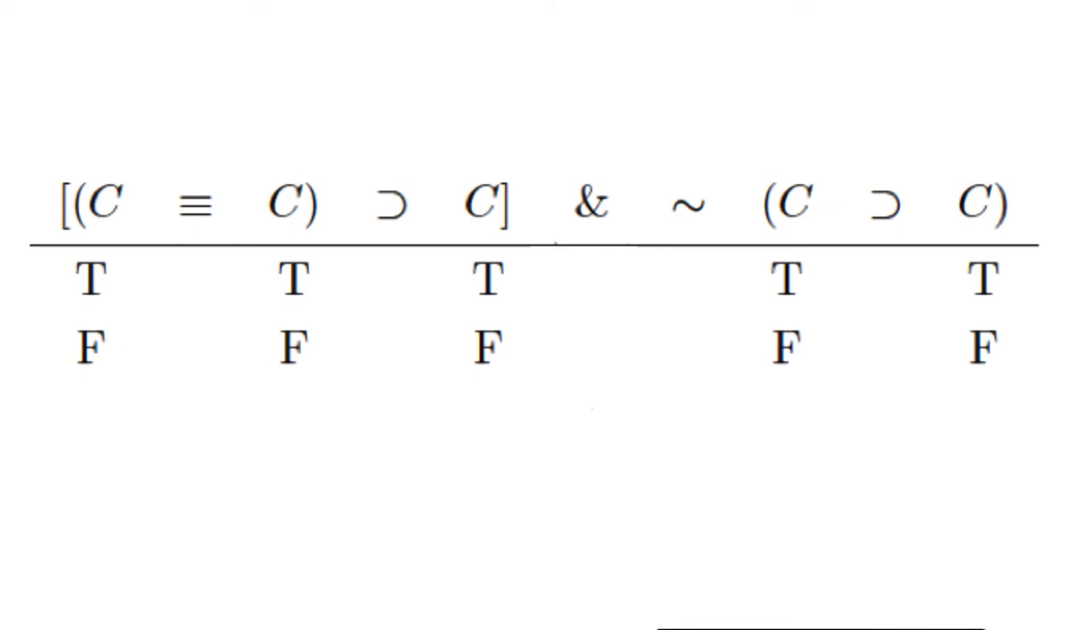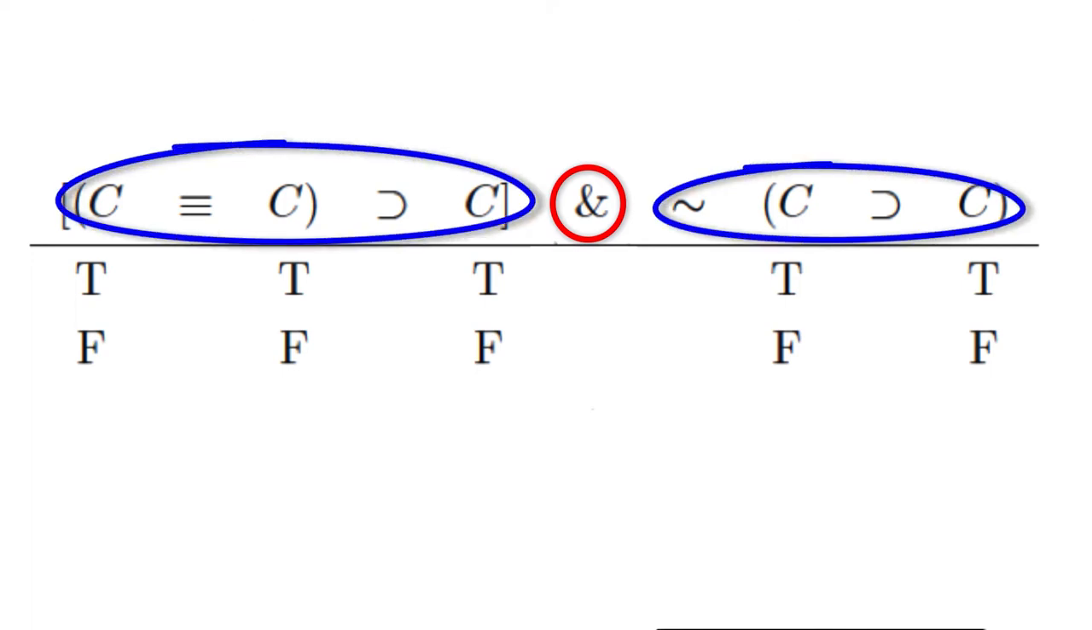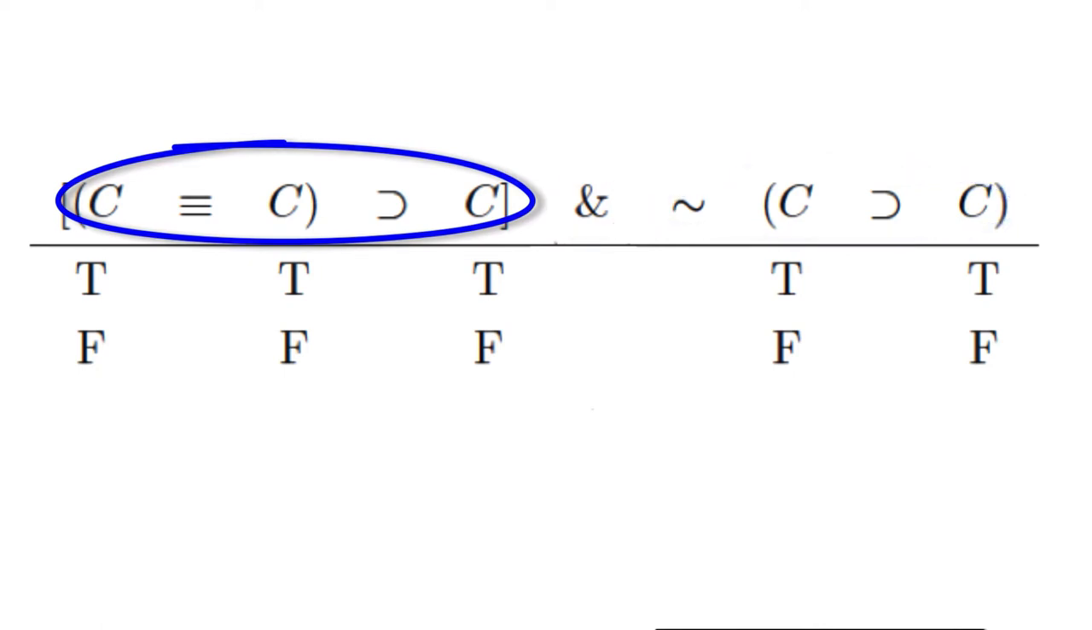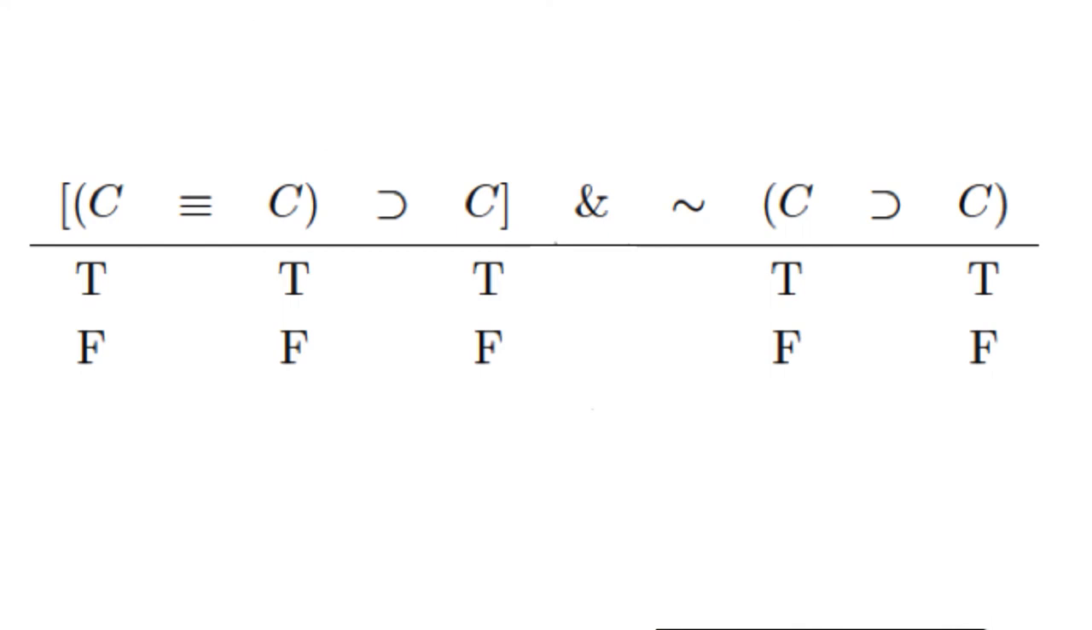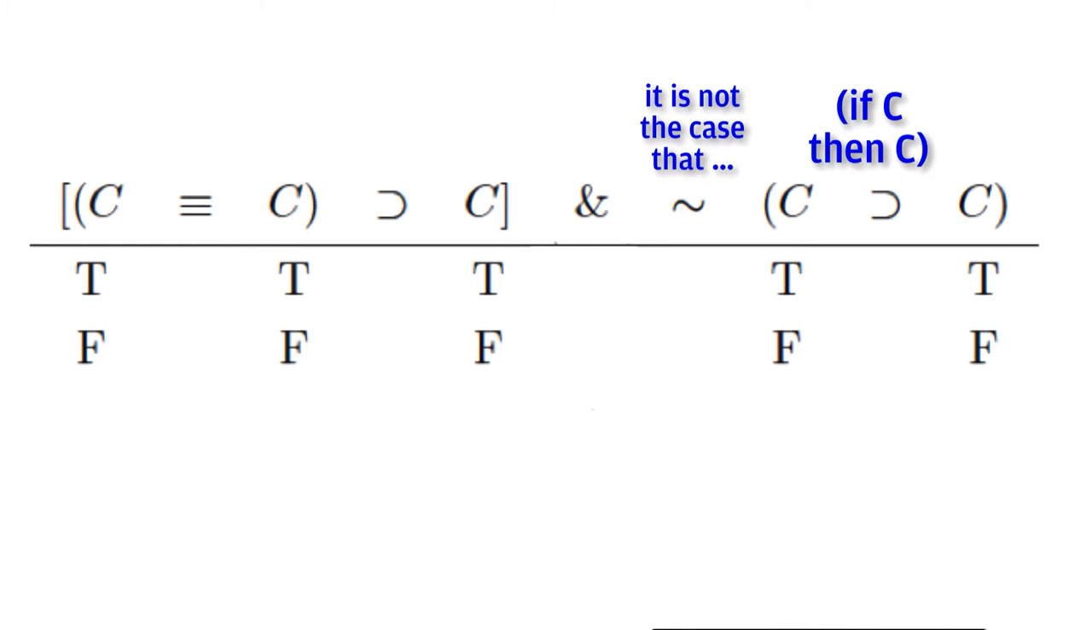Here, the order of operations matters. So we would need to start with the connective with the least scope and proceed to connectives with successively larger scopes and end with the main connective. The main connective is the ampersand, whose two conjuncts include the substatements within parentheses and, in the case of the conjunct on the left, also brackets. The conjunct on the left is read as follows. If C, if and only if C, then C. The conjunct on the right is read, it is not the case that, if C, then C.